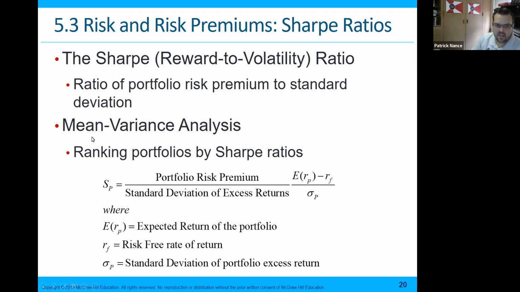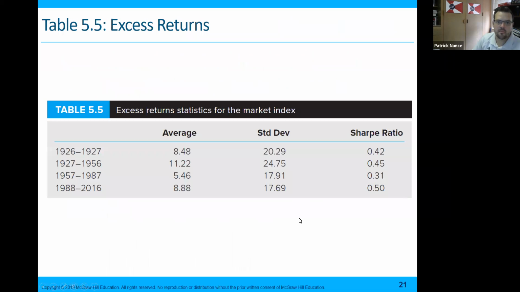So our mean variance analysis: we rank our portfolios by the Sharpe ratios. We take our risk premium, so how much we're expecting to earn based on what we measure the risk to be, divided by the standard deviation of excess returns, where E(rP) is our expected return on the portfolio, rf is our risk-free rate of return, and sigma P is the standard deviation of portfolio excess return.